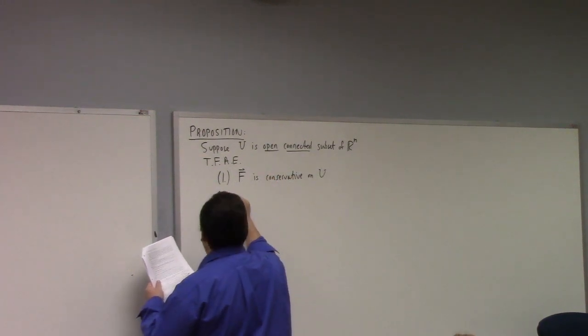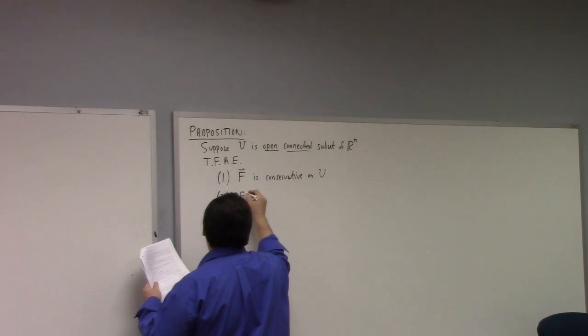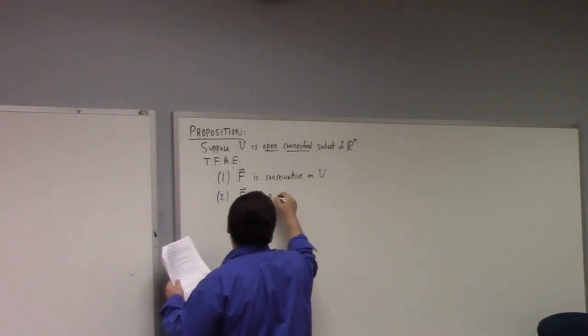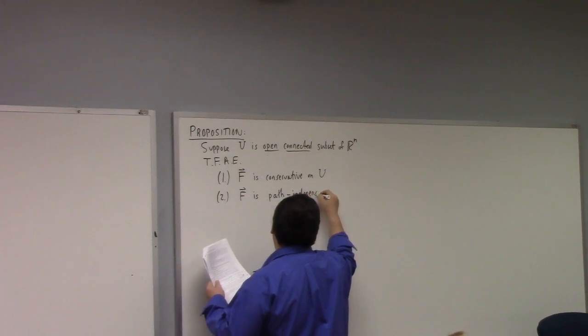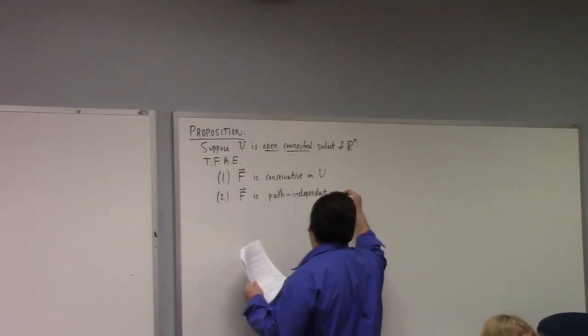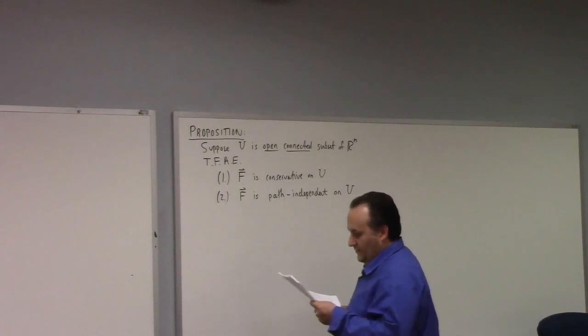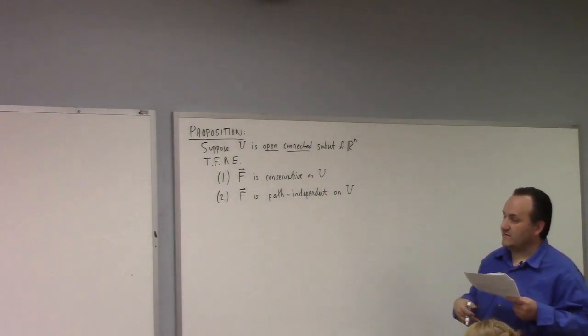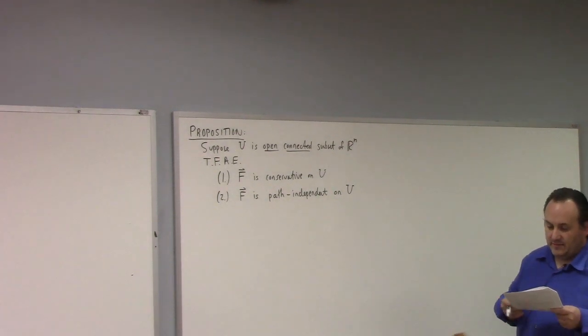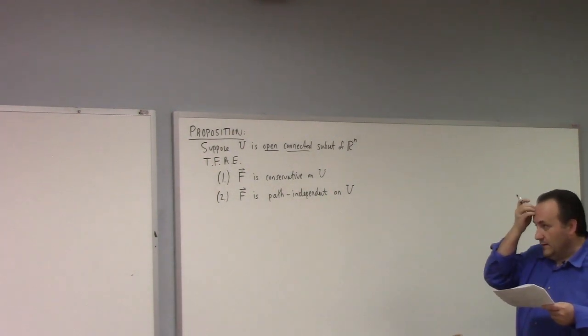Number 2, F is path independent on U. Now I probably should define path independent. I defined it right above this proposition. This is proposition 7.45 in the notes on page 337.